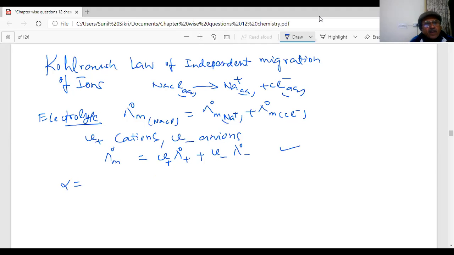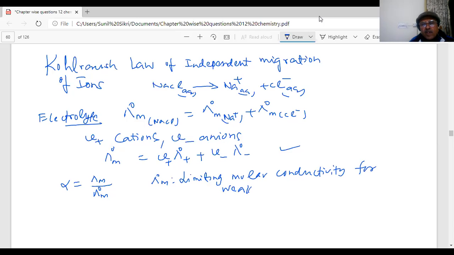Now alpha is the degree of dissociation. This is related to the molar conductivity divided by the limiting molar conductivity. So using this formula, we can calculate lambda 0 m, the limiting molar conductivity for weak electrolytes. And also we can calculate the dissociation constant for weak acids.